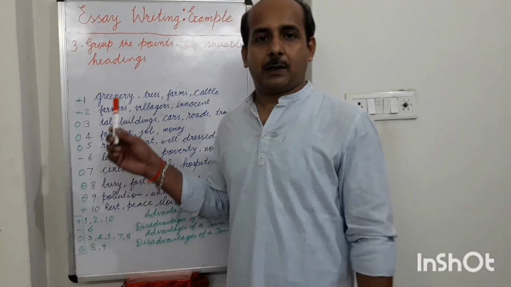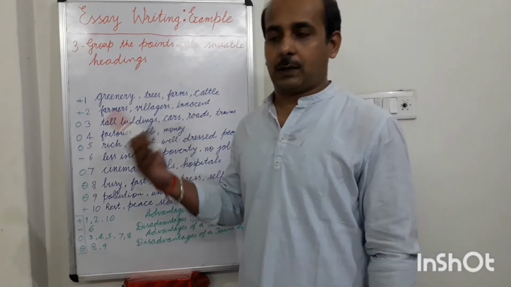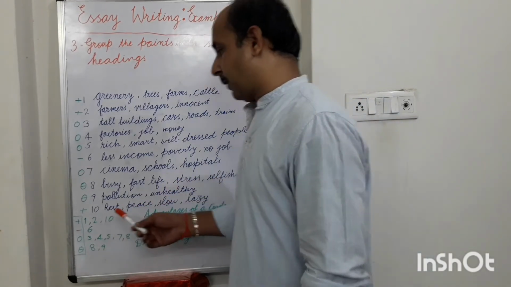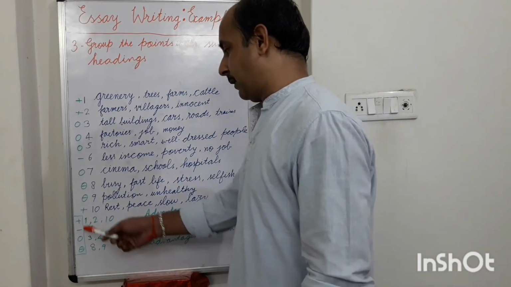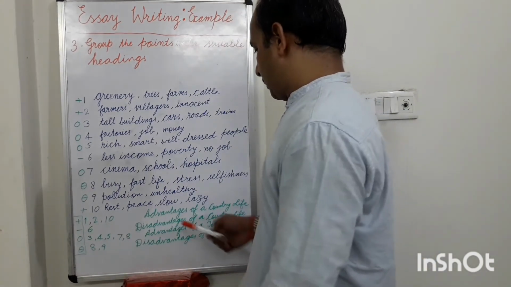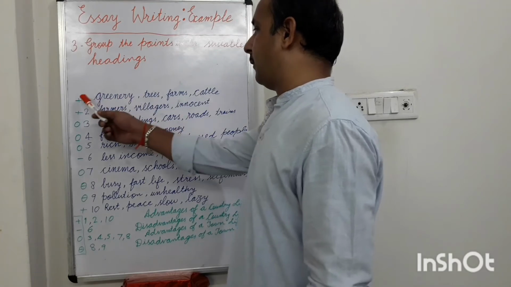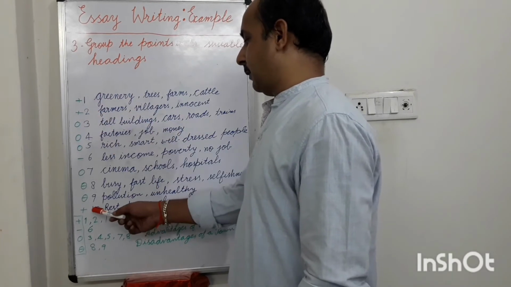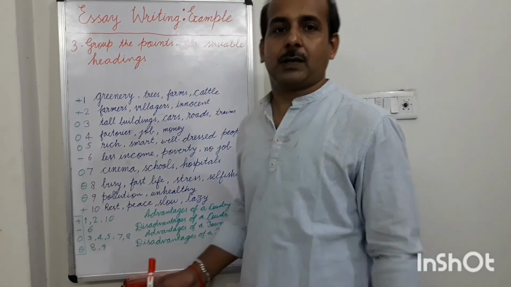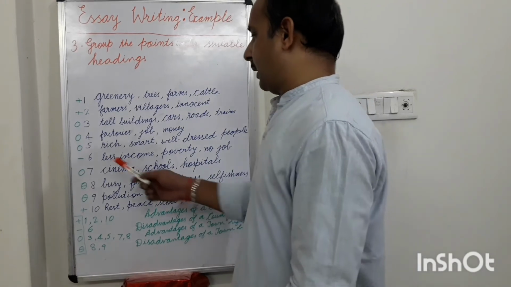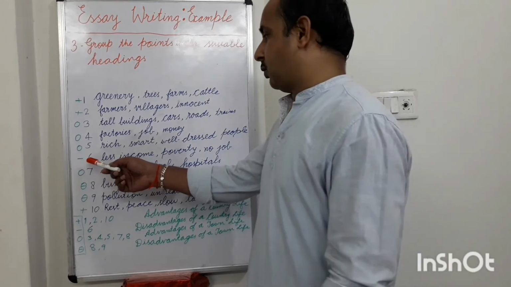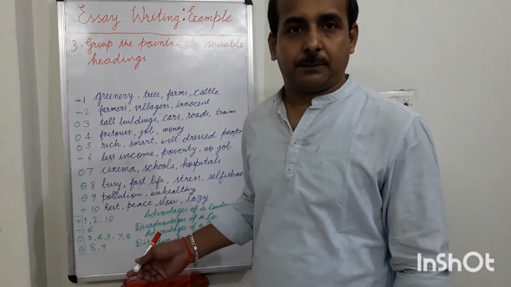I have classified these points in 4 headings according to the themes. I have used for my own convenience 4 signs like plus, minus, circle and a minus under circle. So I find that the first, second and the 10th point, which have been marked with the plus signs, are talking about the advantages of a country life. And the 6th point, which is marked with the minus sign, is talking about the disadvantages of a country life.